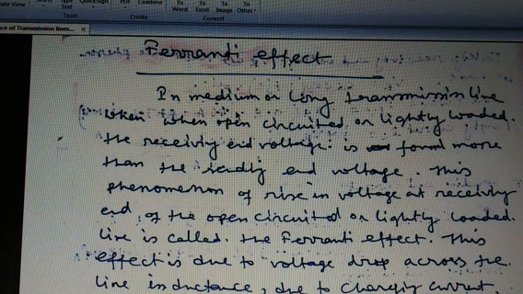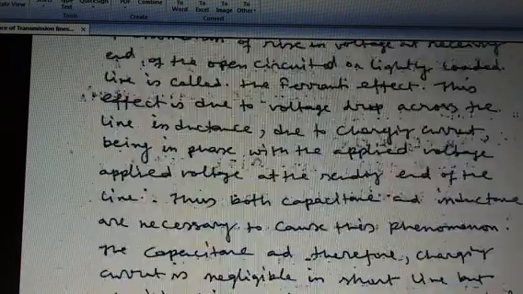The capacitance, and therefore the charging current, is negligible in a short line, but significant in the medium and long transmission line. On a 300 kilometer line operating on a 50 Hz supply, the receiving end voltage on open circuit is usually 5% higher than the sending end voltage.